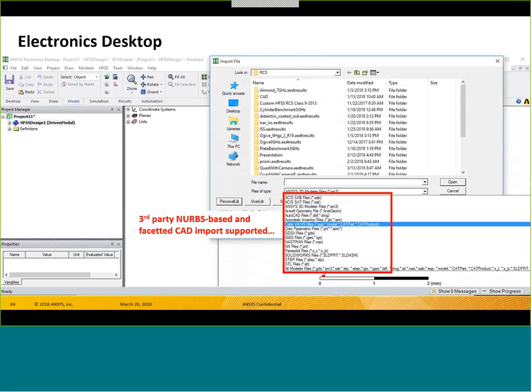Electronics Desktop also supports practically all types of CAD formats. So we don't just limit you to Ansys CAD. If you want to work with CATIA models or SolidWorks models, or if you've got a neutral format from a customer, everything is supported. You're allowed to import that directly into the interface without any need for manipulation in some third-party tool or any other tools. It all works directly inside Electronics Desktop. And it doesn't matter if it's a NURBS-based geometry or if it's faceted geometry. We accept all kinds.